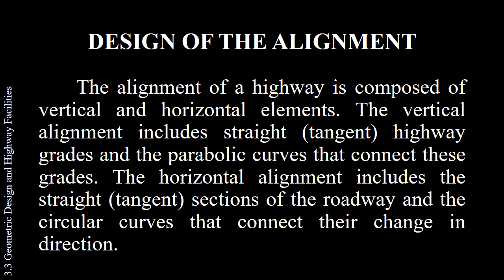Design of the alignment. The alignment of highway is composed of vertical and horizontal alignments. The vertical alignment includes straight tangent highway grades and the parabolic curves that connect these grades. The horizontal alignment includes the straight tangent sections of the roadway and the circular curves that connect their change in direction. So I have stated that there are two types of alignments, the vertical and the horizontal alignments. I will discuss that in the later part of my report.